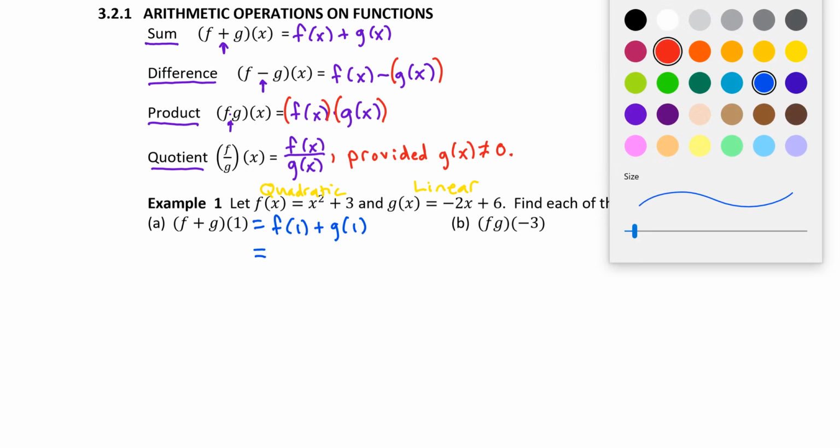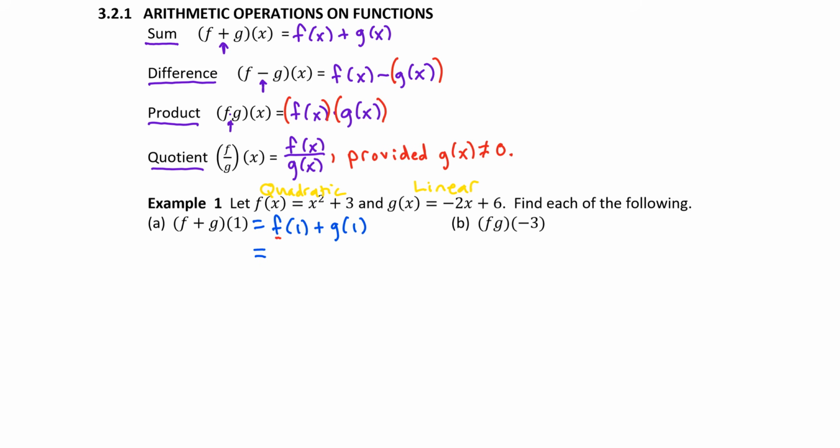The first part says, use the function called f. So I'm going to go to the function called f, and I'm going to plug in 1 for x. So this is going to give me 1 squared plus 3. I'm just plugging 1 in for x there.